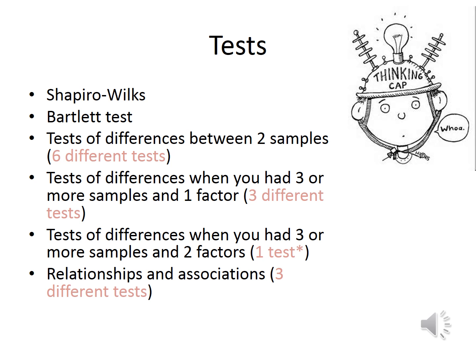So here they are, all the tests that you need to know the null and alternative hypothesis for. We've got the Shapiro-Wilks test, and we know that this tests normality. The null hypothesis is that the data is normal. So rejecting the null, i.e. having a p-value of less than 0.05, means that the data is not normal. The Bartlett test looks at equality of variance. The null hypothesis is that the variances are equal, and so rejecting the null means that the variances are not equal.